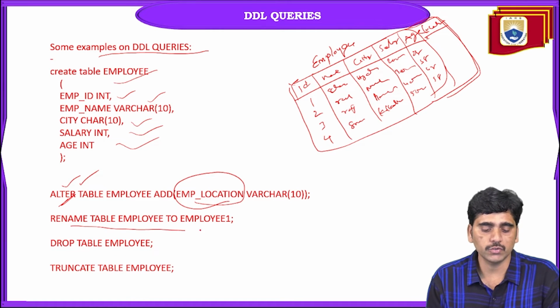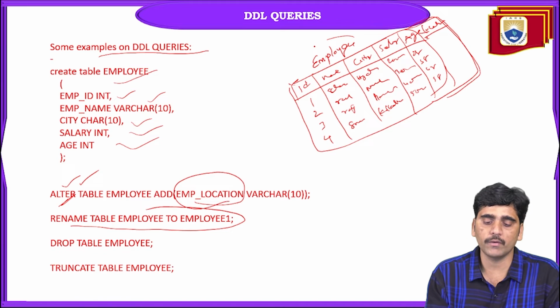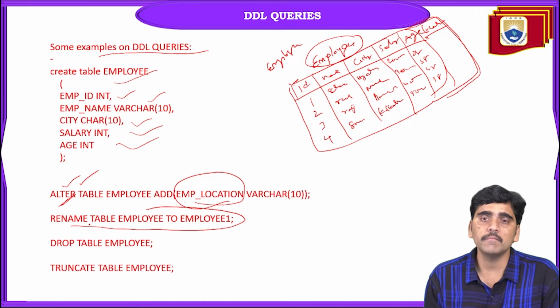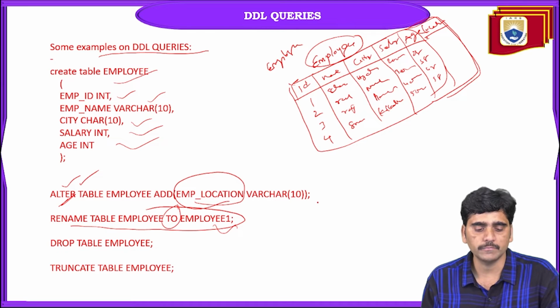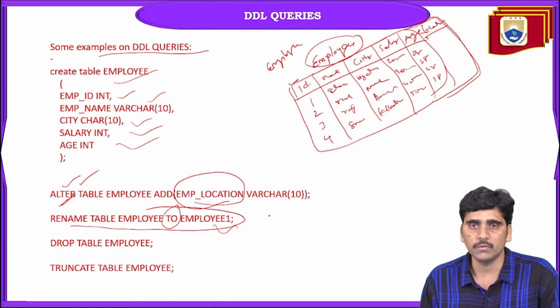And rename. So I just want to rename the table employee as employee1. So the syntax is what? Rename table, old table name is what? Employee, then the keyword to, and the new table name is what? Employee1. So like that you can use this rename command to rename the old table name to the new table name.